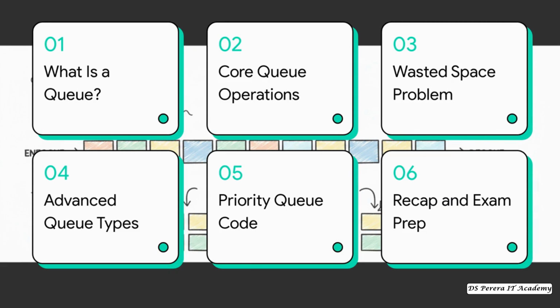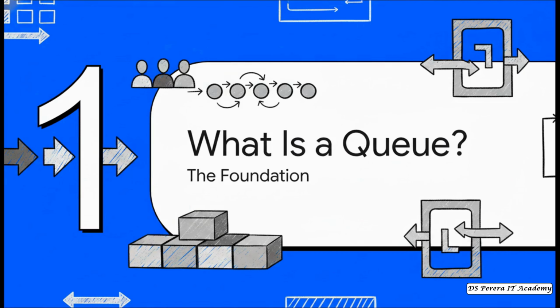So here's our game plan. We'll kick things off by figuring out what a queue actually is. Then we'll get into the nitty-gritty of its core operations. After that, we'll tackle a classic problem you see with simple queues and, of course, find the solution. Then it's on to the more advanced stuff, things like D queues and priority queues, and yes, we'll be looking at some code. And to finish it all off, we'll do a quick recap to make sure you're all set for your exams. Okay, let's get right into it.